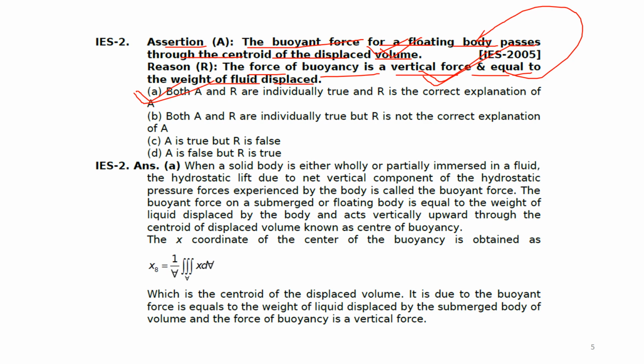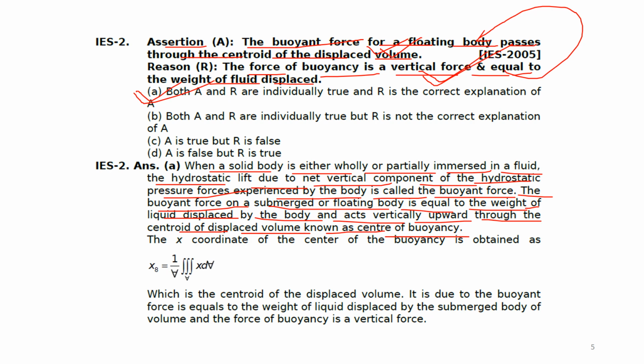Like we'll read this. When a solid body is either fully or partially immersed in a fluid, the hydrostatic lift due to the net vertical component of the hydrostatic pressure force experienced by the body is called buoyancy force. The buoyancy force on the submerged or floating body is equal to the weight of liquid displaced by the body and acts vertically upward through the centroid of displaced volume, known as the center of buoyancy.